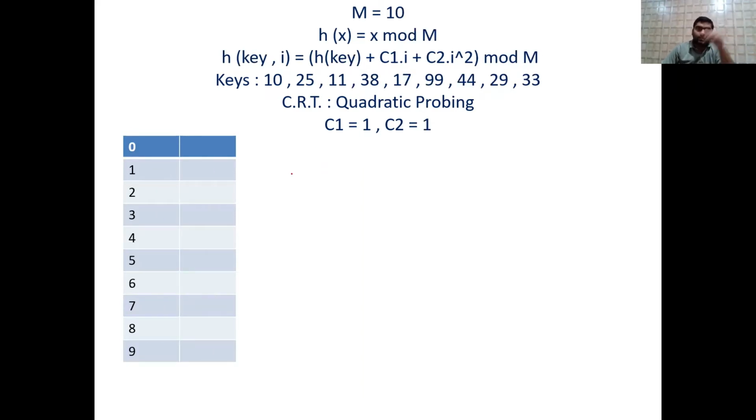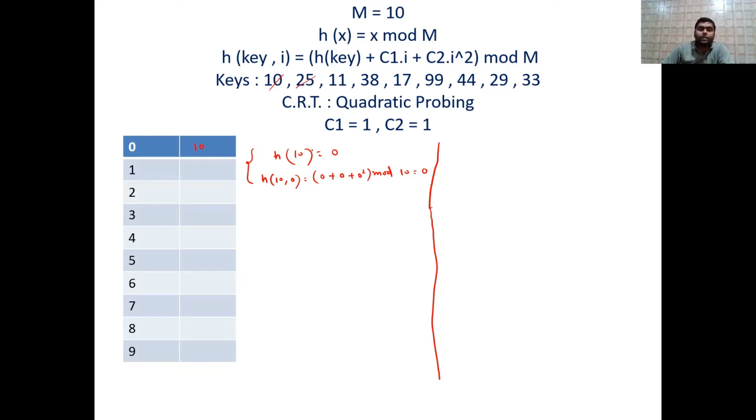Now observe very carefully. In the first attempt, what is h of 10? h of 10 is 10 mod 10, so it is 0. Now h of 10 comma 0: it is 0 plus attempt number 0 plus 0 square, then mod of 10. This will return only 0. It is evident that at 0 our space is available, so 10 will be stored at 0.